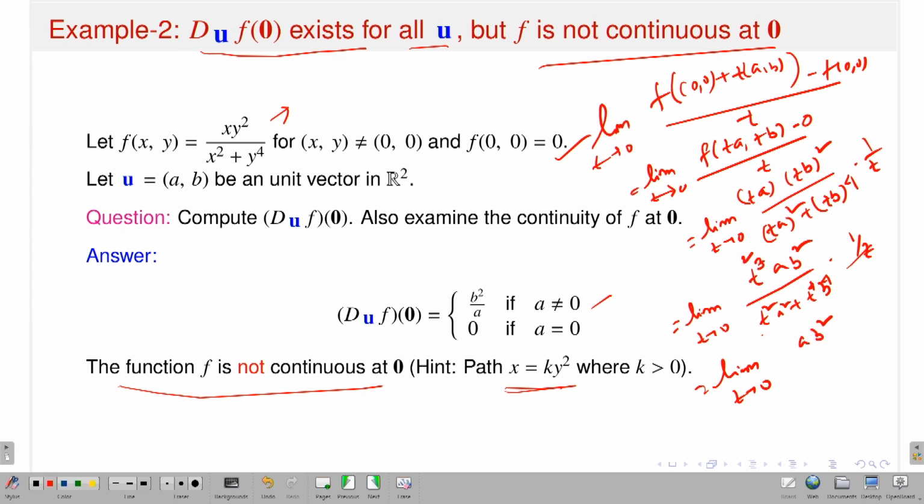So this should be a b square divided by a square plus t square b square. And what will be the limit? Limit means this part will go to 0, so this should be b square by a, and that is exactly what I have written. That is for a non-zero.